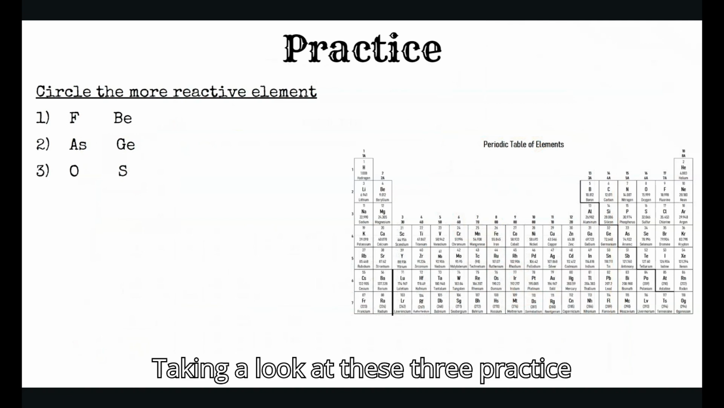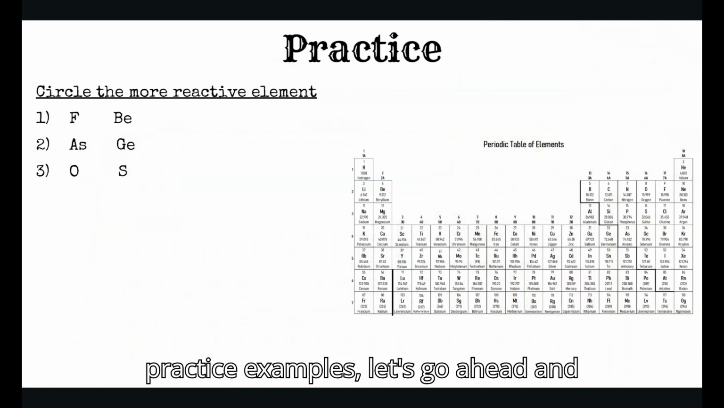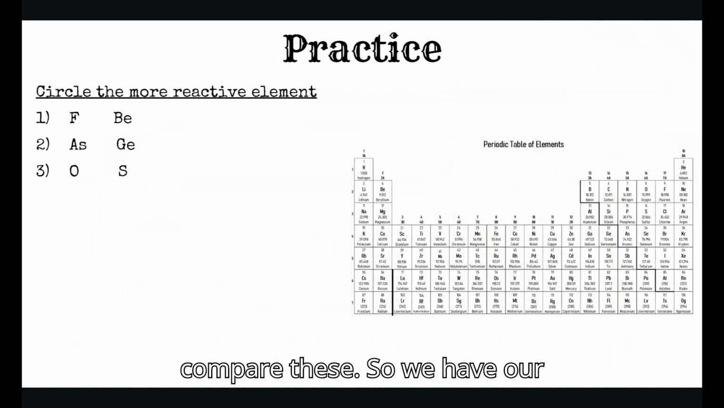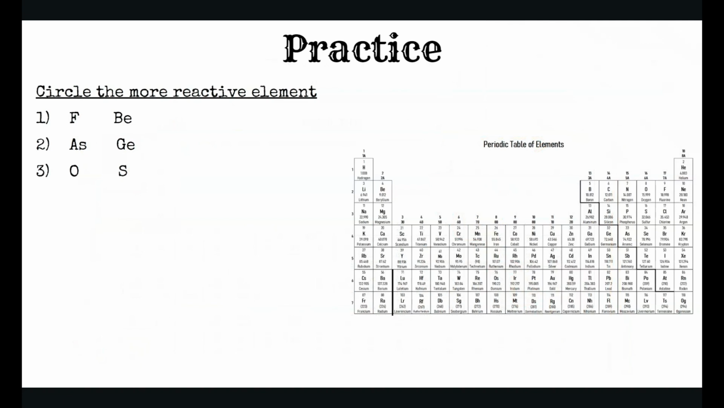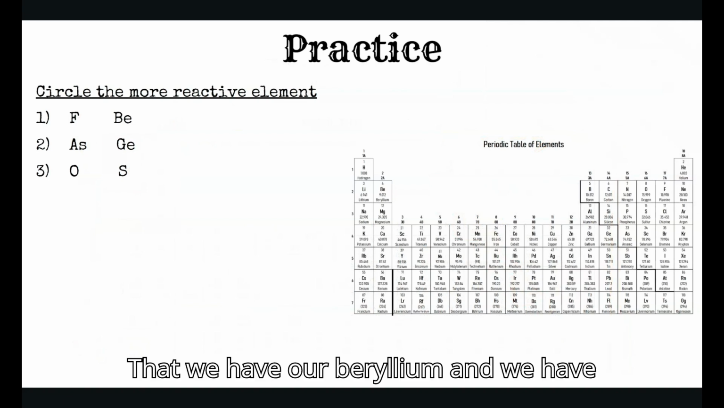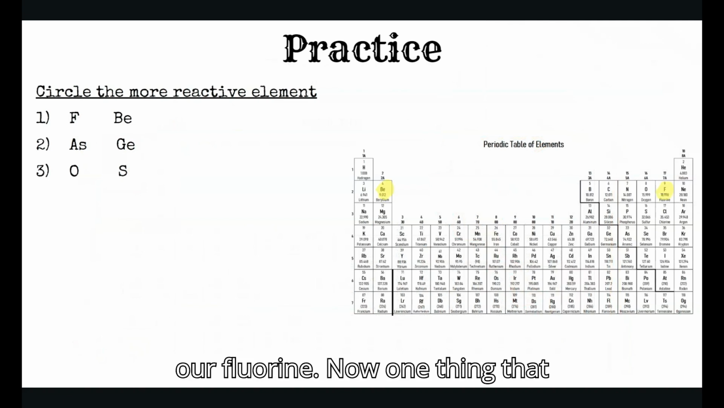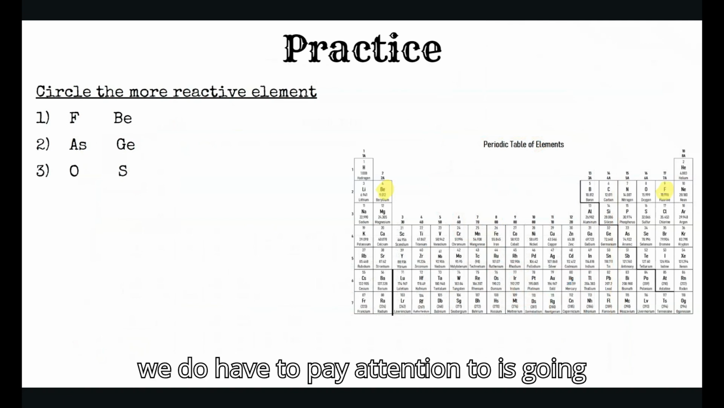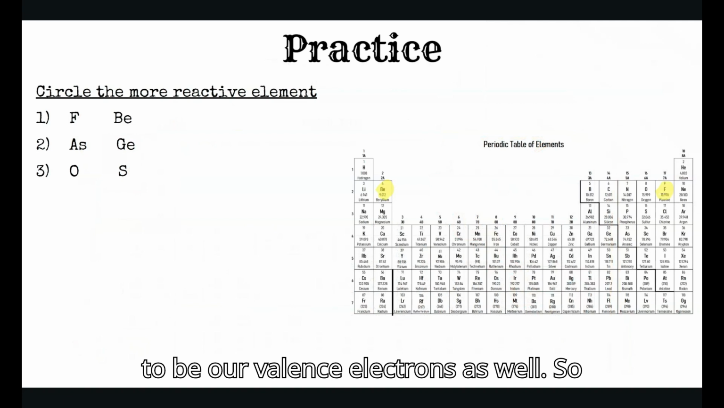Taking a look at these three practice examples, let's go ahead and compare these. So we have our fluorine versus our beryllium. So we have our beryllium and we have our fluorine. Now, one thing that we do have to pay attention to is going to be our valence electrons as well.